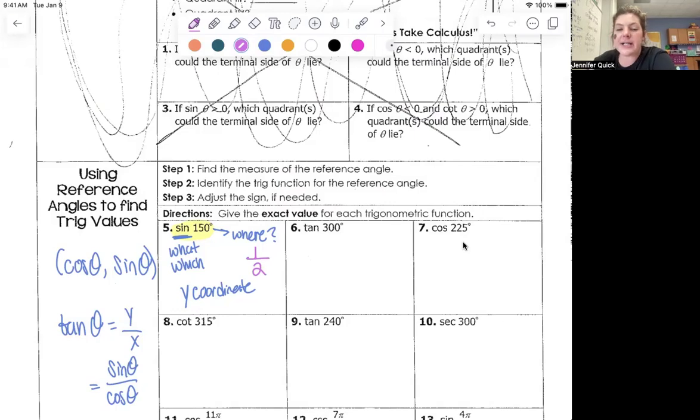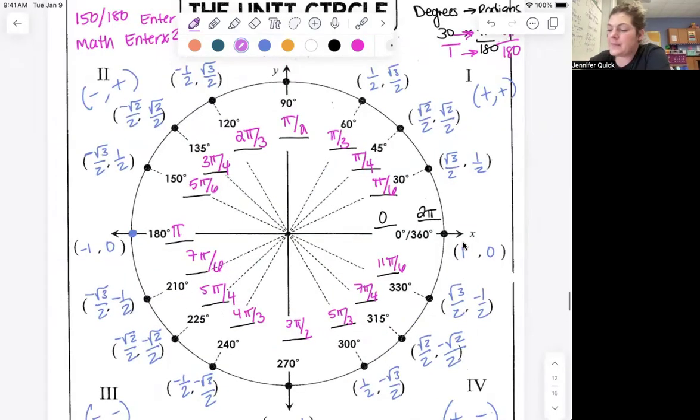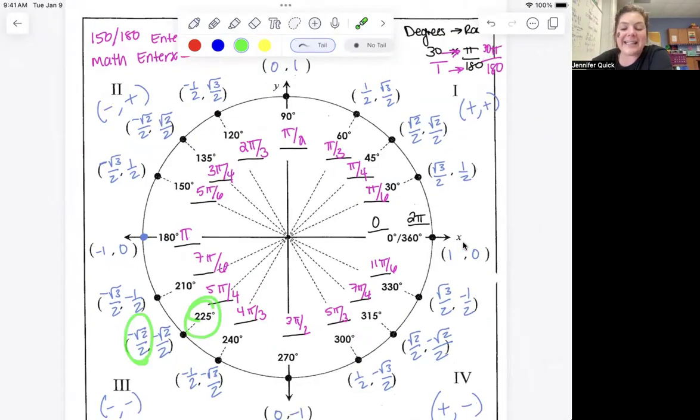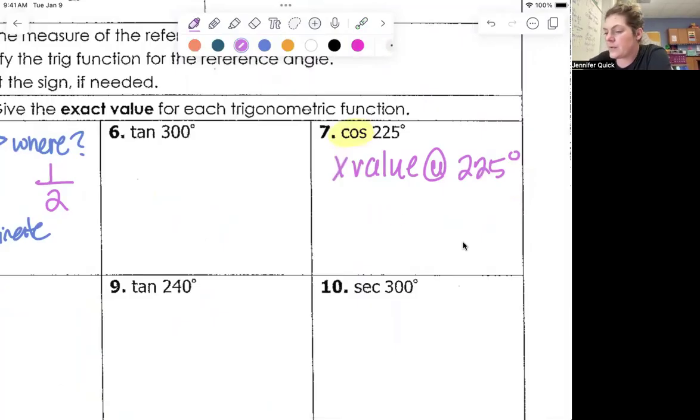Okay, so let's do some more cosines and sines, and we'll look for tangent here in a second. Cosine. So what? I'm looking for the x value. Where? At 225. So at 225, here I am, right here, and I want the x value. So the negative square root 2 over 2.